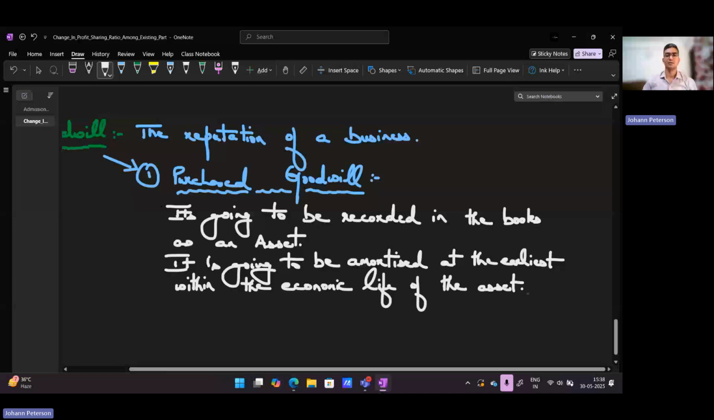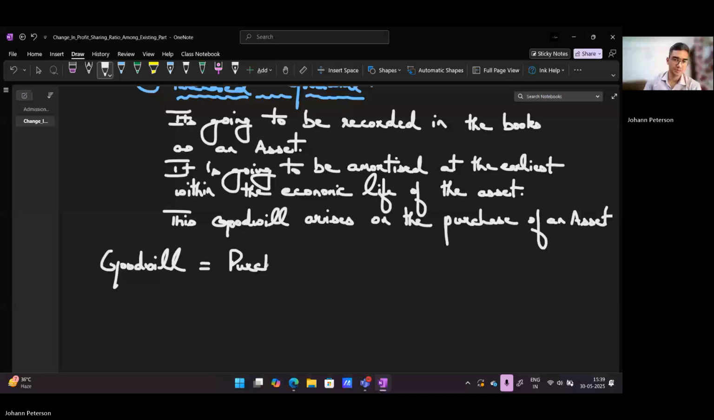And formula wise, if we write this, goodwill equals the purchase consideration minus the net assets. So formula wise also we have the value which we are going to write in the asset side of a balance sheet by calculating this. So we are going to calculate this by subtracting our net assets from the purchase consideration. So we'll understand this with a question.